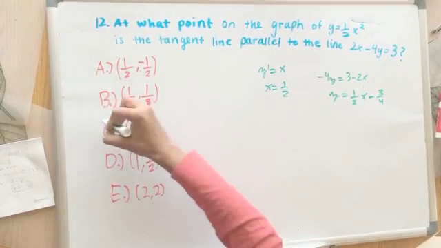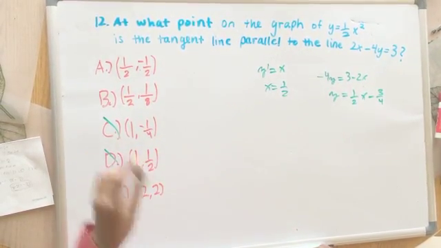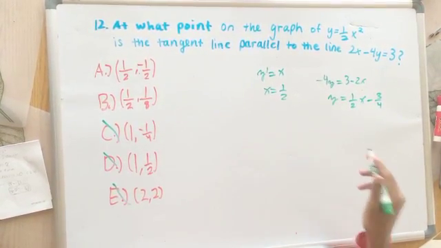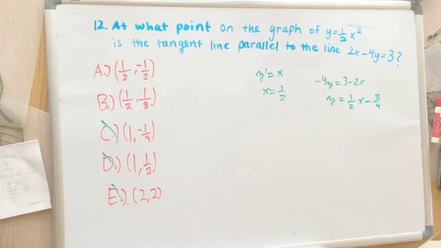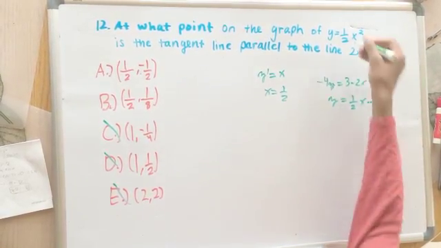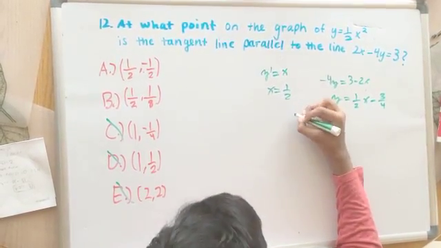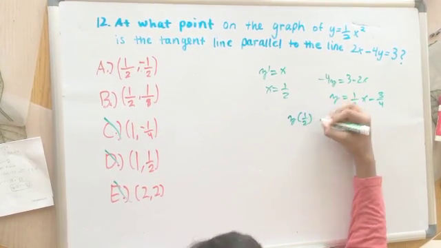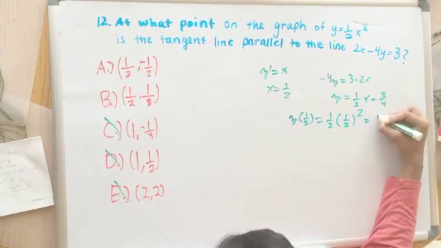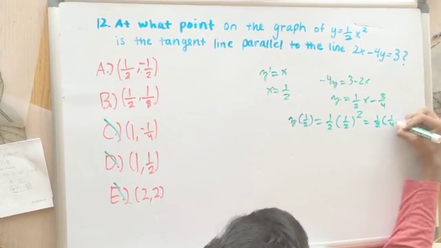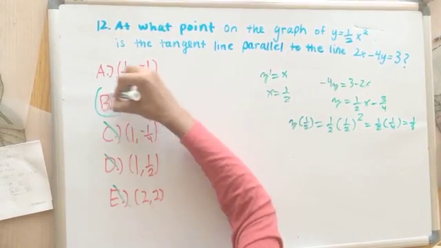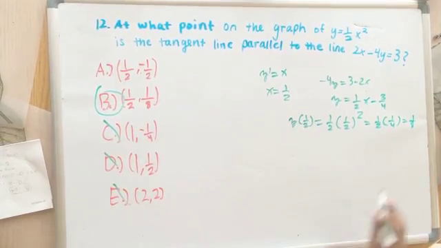So immediately you cannot look to C, D, or E because x is not 1/2, which means the only options are A and B. So this is why you must get the same slopes. So now to find the y value, you plug in 1/2 into this function. So you have y of 1/2 equals 1/2 times 1/2 squared, which is just 1/2 times 1/4, which is just 1/8. So this means that it's B because your x is 1/2 and your y is 1/8.